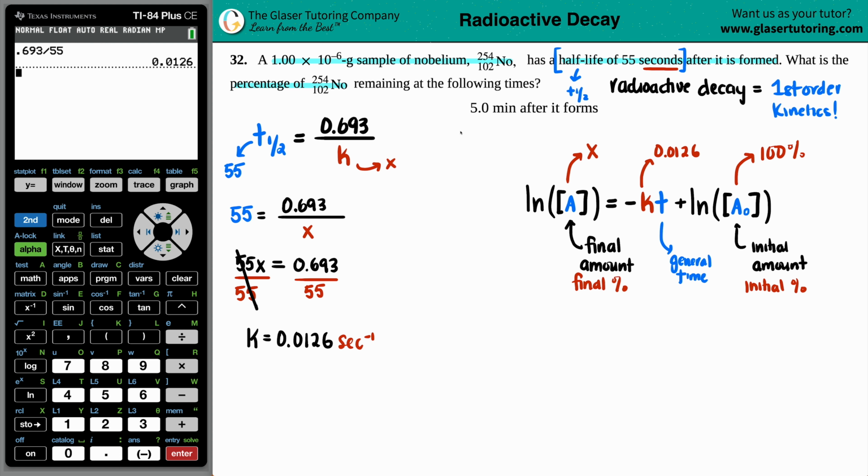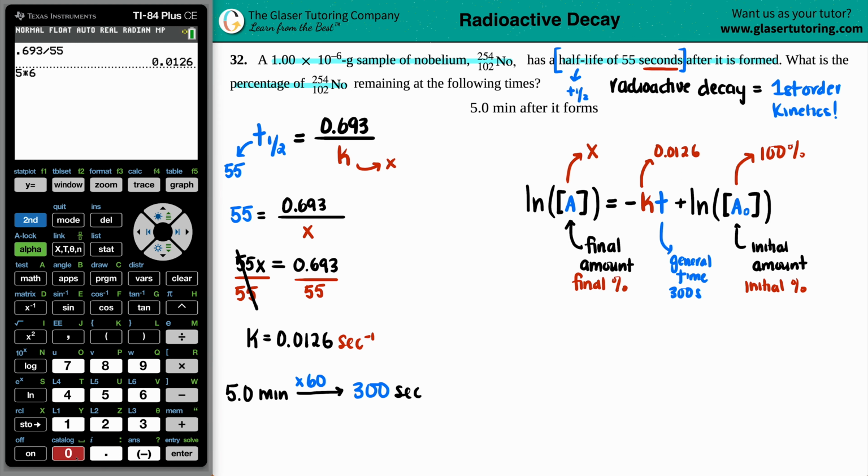So what we have to do now is take the 5 minutes that they said and convert to seconds, because you're either going to use all your values in seconds or you're going to use all your values in minutes. Minutes to seconds, all we have to do is just times by 60. So 5 times 60 is 300. So 300 seconds, and that's the t value that's going to go in here.